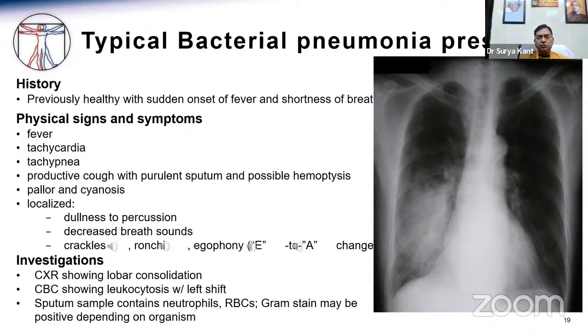Investigations include chest X-ray, which shows lobar consolidation. Usually the common bacterial community acquired pneumonia has a lobar presentation. What do you mean by lobar presentation? Anatomically, the right lung has three lobes, the left has two lobes. If any particular lobe is infected, it is usually labeled as community acquired pneumonia, and the usual cause is Streptococcus pneumoniae. So chest X-ray shows lobar consolidation, complete blood count shows leukocytosis, and the sputum sample contains neutrophils and RBCs. Gram stain may be positive depending upon the causative organism.